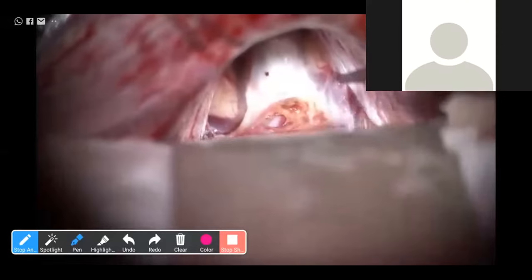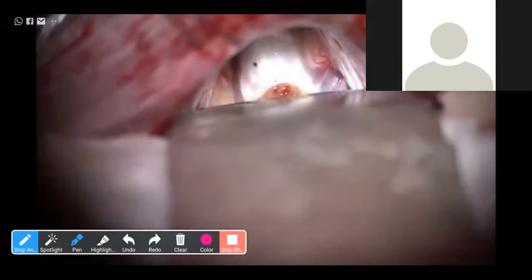You can see the internal cerebral veins, two of them joining to form the vein of Galen. Again, one must understand there has to be no hurry in this procedure. This is not a procedure for any type of hurry. So very relaxedly.